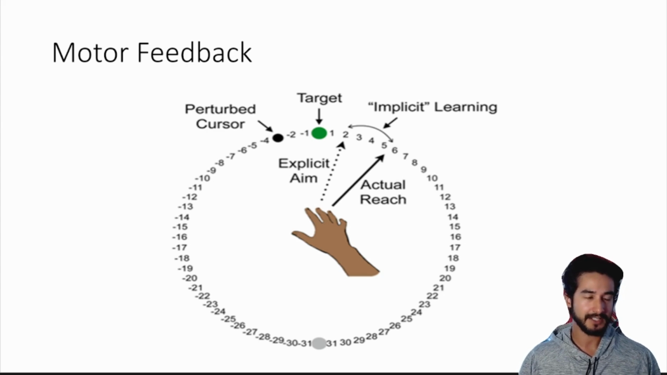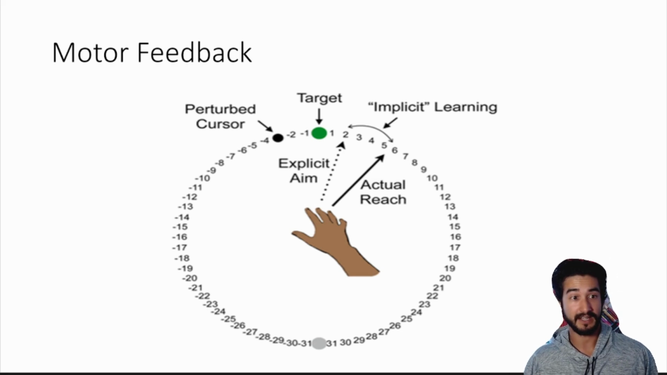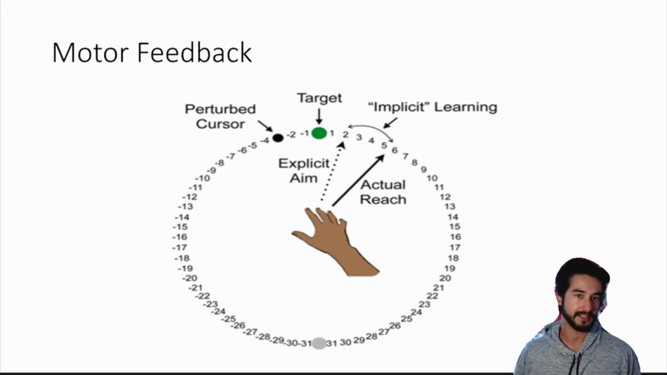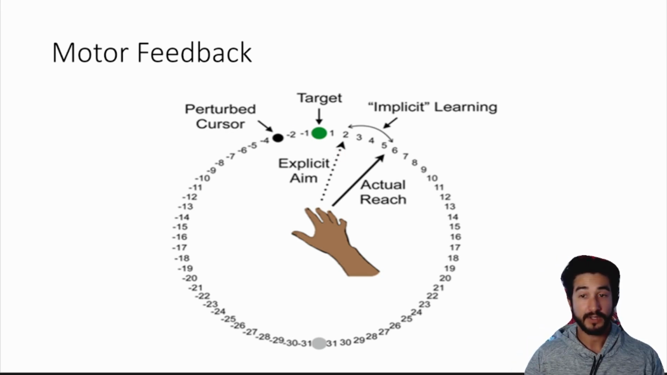And they suggested that these fast and slow processes are actually analogous to explicit and implicit processes. So to test this, they used a visual motor rotation task that was analogous to the adaptation task that Smith et al. used. In one of the conditions, they had participants explicitly report their heading angle. So their explicit aim might be at 2, but then when they actually do it, it's at like 5. And so the difference between these 2 is the amount of implicit learning that has occurred.